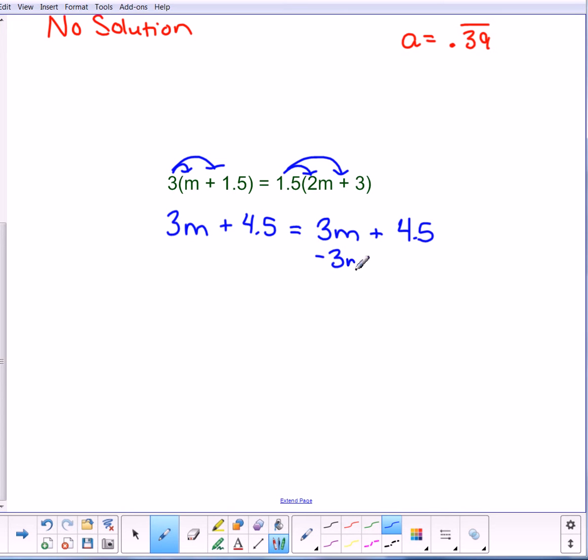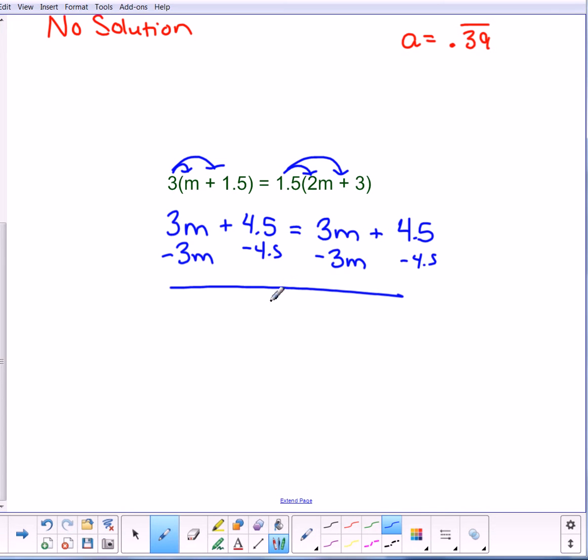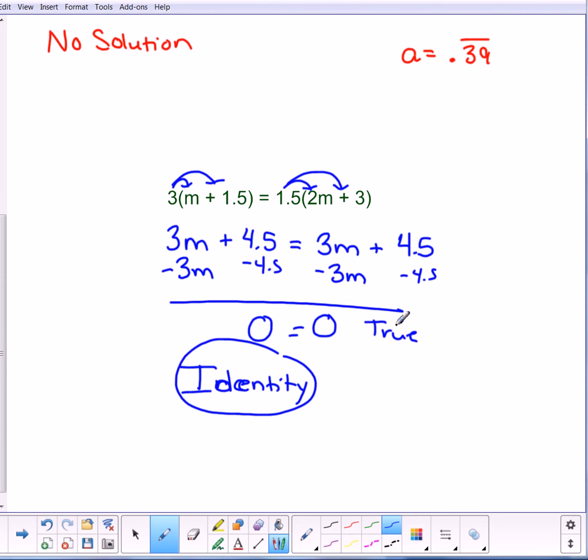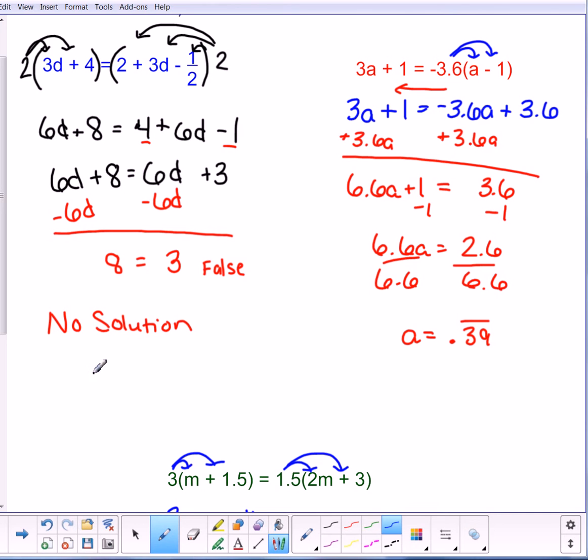And here, if I start to combine my like terms and move my variable over to the left, you can see I end up with 0 m's in either spot. And if I try to move my constants over to the right, I end up with 0 for the constants. 0 equals 0. That is true, which means my answer is that I have an identity equation, because one side of the equation is exactly the same as the other. So those are examples of how to tell if you have the identity equation or if you have a no solution equation.